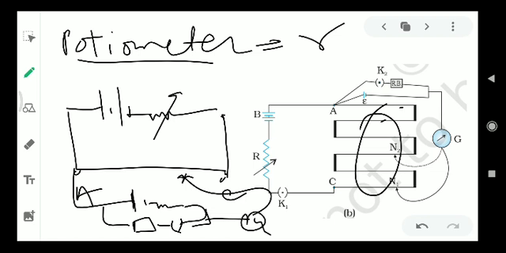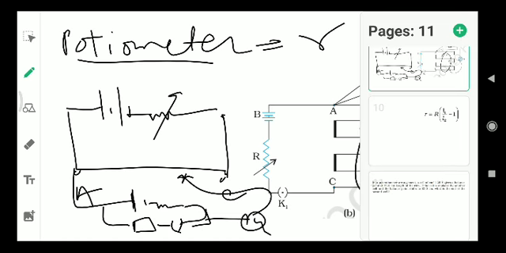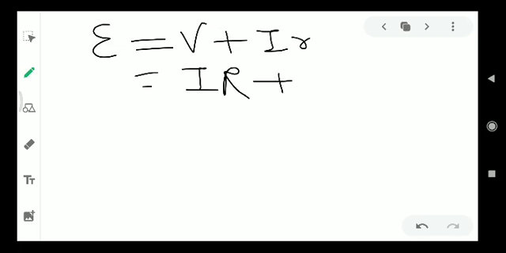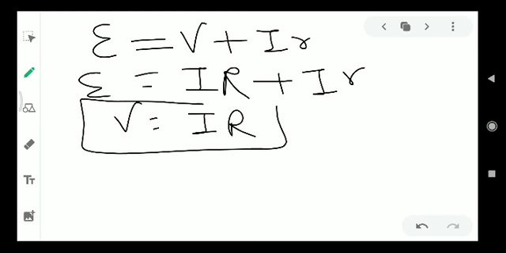I am going to tell you how we can use this potentiometer to find out the internal resistance of the cell. Before that, we must know a few things. When we were discussing EMF, internal resistance and terminal voltage, we got the relation that EMF is terminal voltage plus I into internal resistance. This terminal voltage is nothing but I into the external resistance, right? So remember that terminal voltage is equal to I into external resistance R.